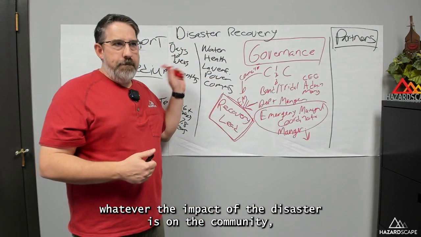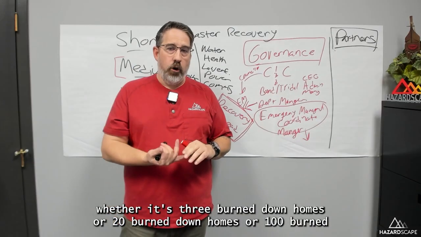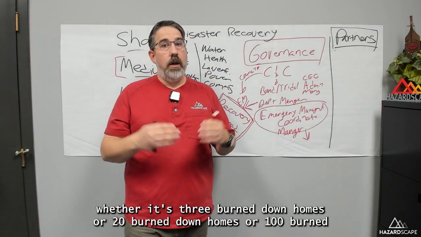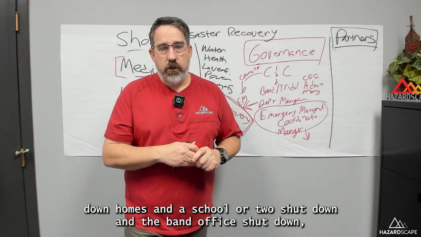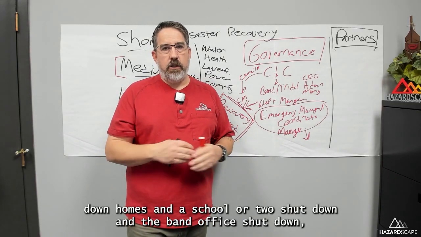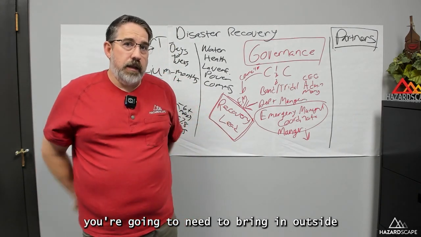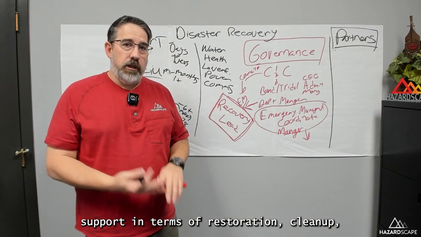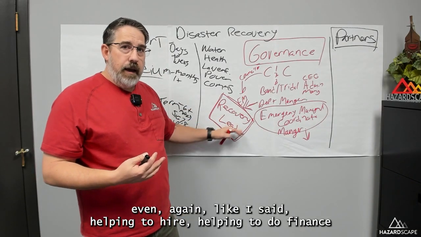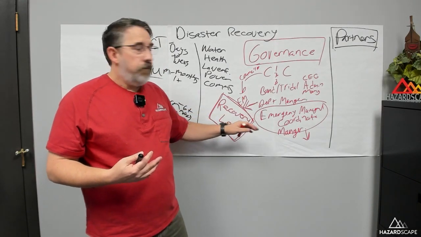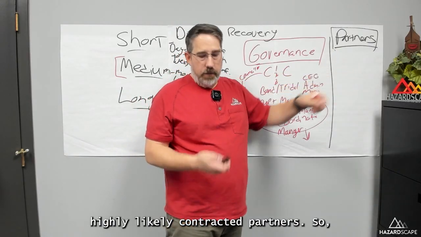Whatever the impact of the disaster is on the community, whether it's 3 burned down homes or 20 burned down homes or 100 burned down homes and a school or 2 shut down and the band office shut down, you're going to need to bring in outside support in terms of restoration, cleanup, even, again, like I said, helping to hire, helping to do finance. That could be through, highly likely, contracted partners.